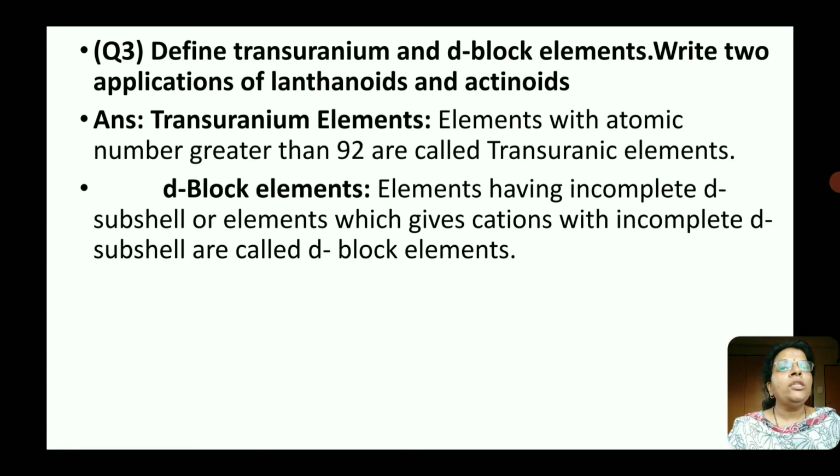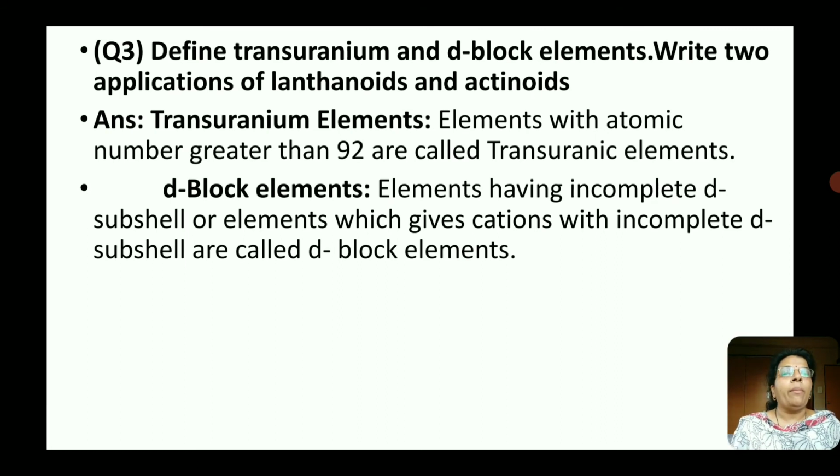Now first, transuranium elements. Elements with atomic number greater than 92 are called transuranic elements. Now we know that the atomic number of uranium is 92 and the elements which follow uranium, from 93 up to 103 atomic number, that is up to lawrencium, are called transuranic elements. These transuranic elements are obtained by radioactive decay of uranium and therefore they are called transuranic elements.